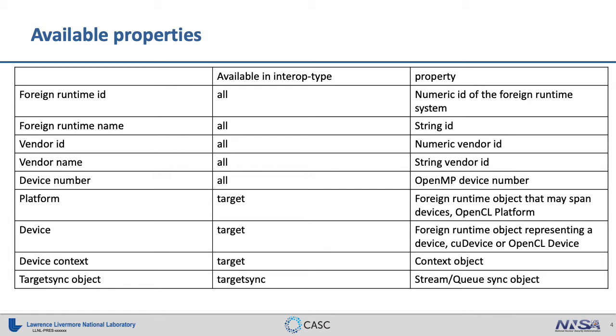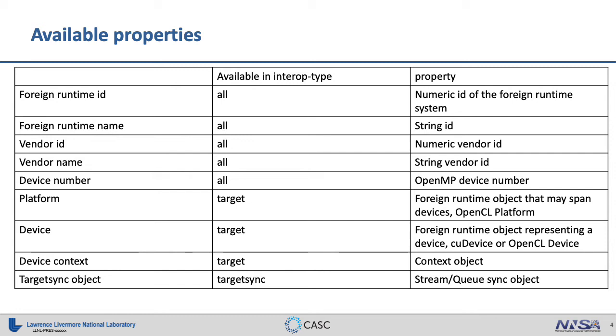You might have a compiler or runtime system written by, say, IBM for a system backed by CUDA. The device number lets you just track what device the thing came from. Platform, device, device context are all foreign runtime properties that give you access to lower level information about that foreign runtime system.